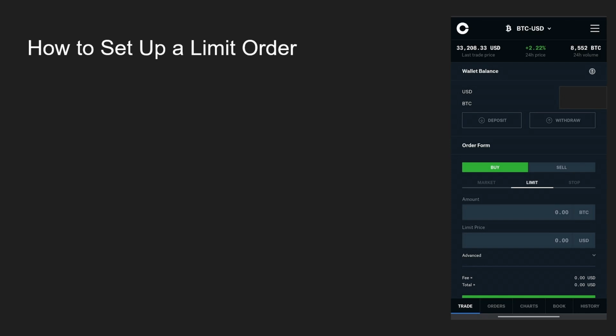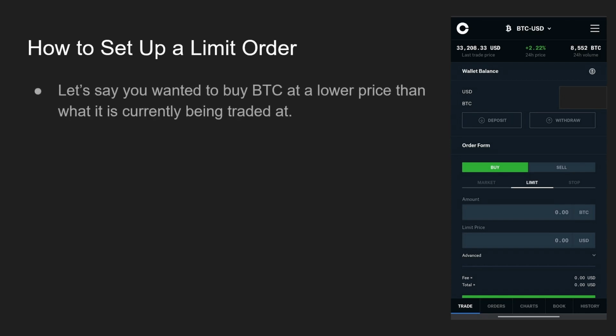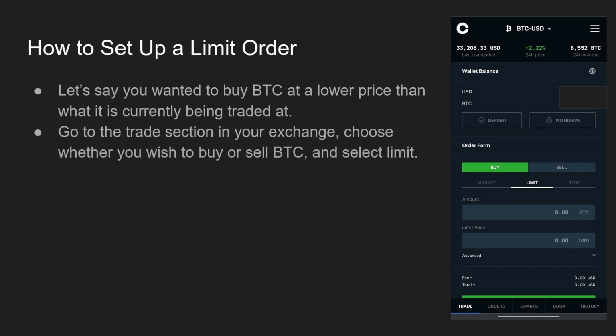Here's a brief tutorial on how to set up a limit order. So let's say you wanted to buy Bitcoin at a lower price than what it's currently traded at. You would go to the trade section in your exchange, and you would choose whether or not you want to buy or sell Bitcoin. Here we see on Coinbase, the options look like this. So let's say I wanted to buy, I would select buy and then select limit.